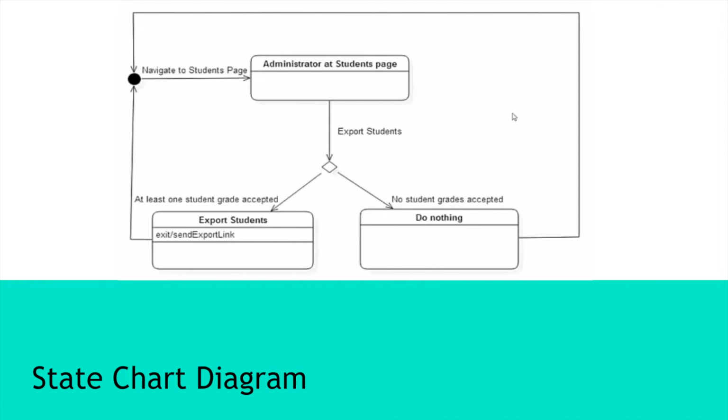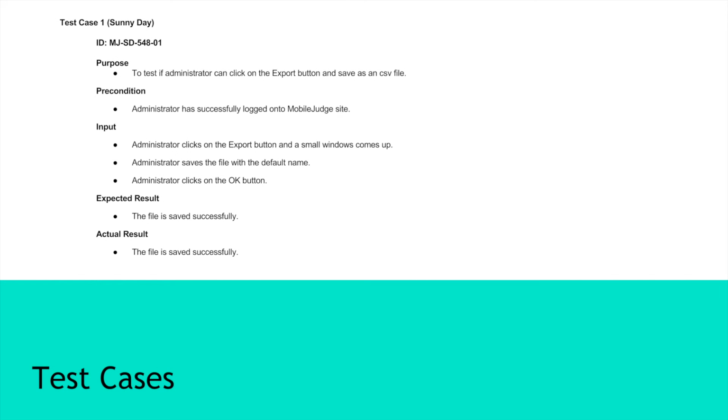Here's a state chart diagram for one of our use cases, which is called export grades, or students in this case, in which the grades for the students are being exported. The sunny day test for this user story is to test if the administrator can click on the export button and save as a CSV file.